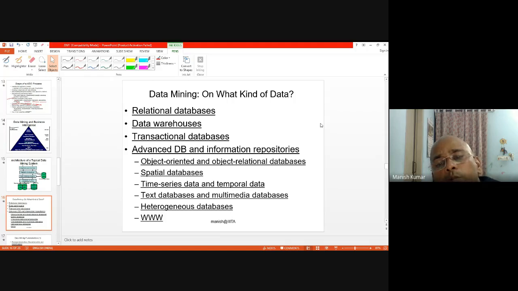As I told you, as far as mining of databases is concerned, we are not restricted to the warehouse only. I can do mining on any type of data. I can do it on a relational database, and on a transactional database also. Do you have any idea about transactional databases? Anybody?